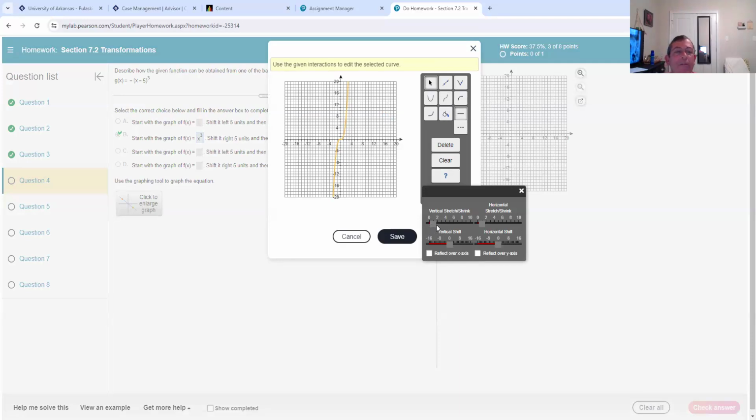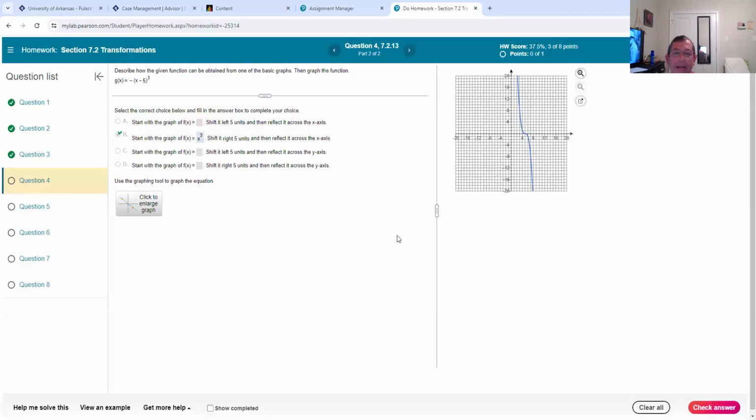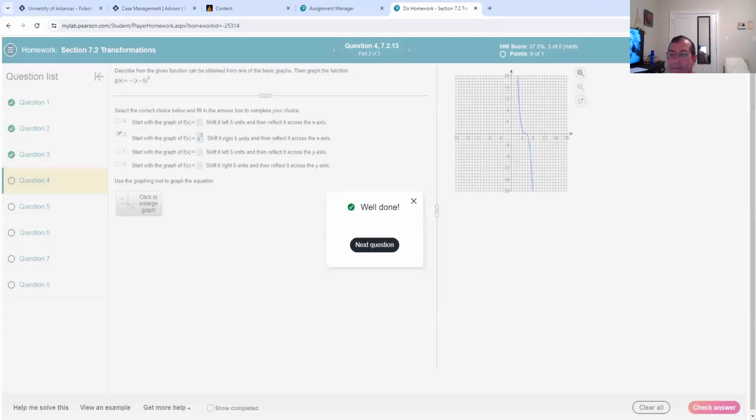All right, so we said we went right 5 units. So take the horizontal, move it right 5. Now I moved it right 5. Now the negative in front reflected us over the x-axis. So down here where it says reflect over x-axis, click that box and it flips the graph upside down. So watch the graph. See, the graph was going uphill. When I reflect it, it's going downhill. All right, so I'll save that, and then you're going to check your answer.